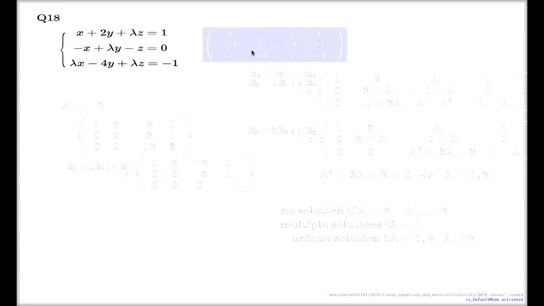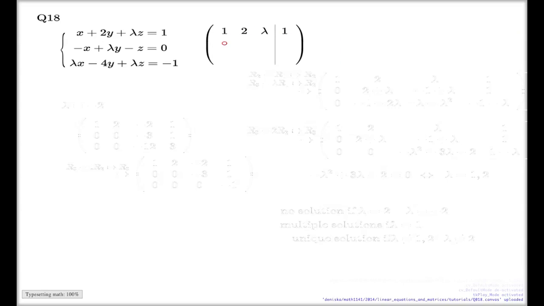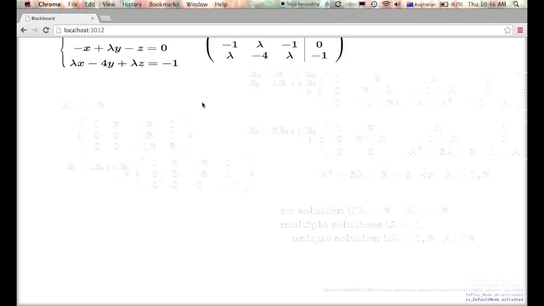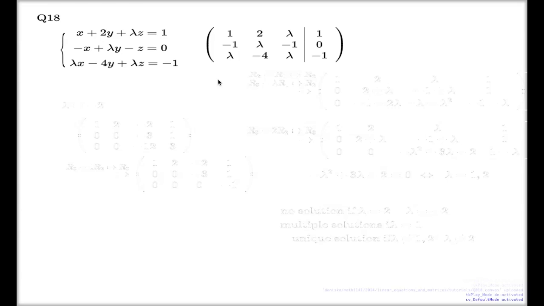So having this theorem we discussed today, all we have to do is extract the augmented matrix. First row, second row, and the last one. Oops, sorry. And we have to convert this to the row echelon form and see what will happen with pivots depending on the parameter lambda.